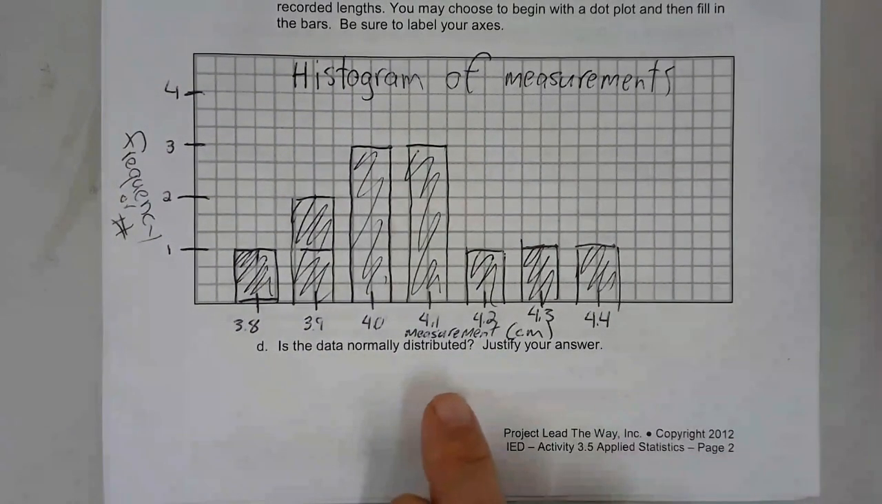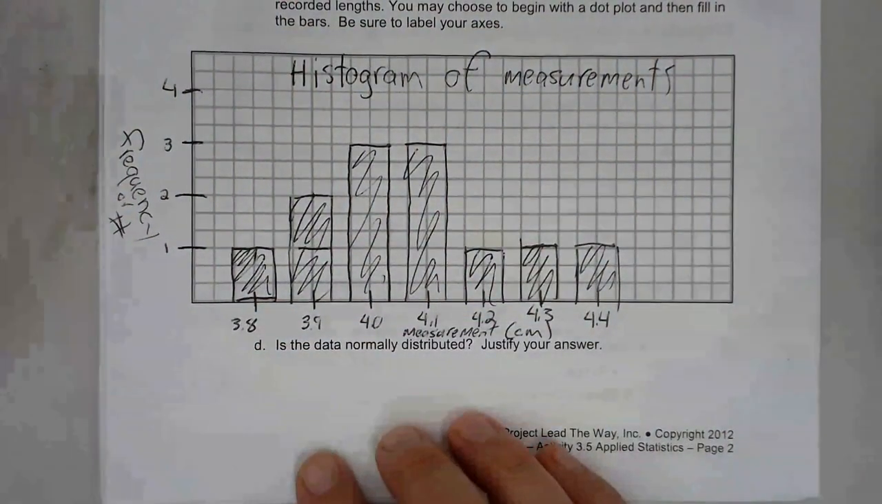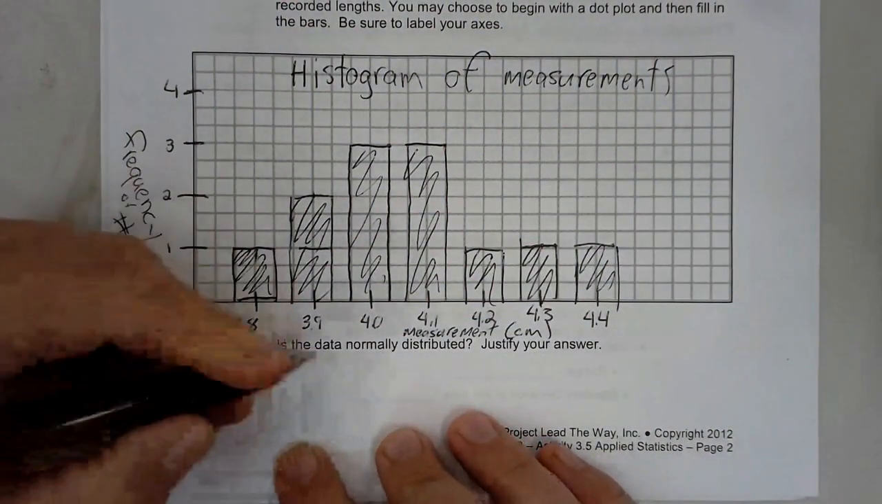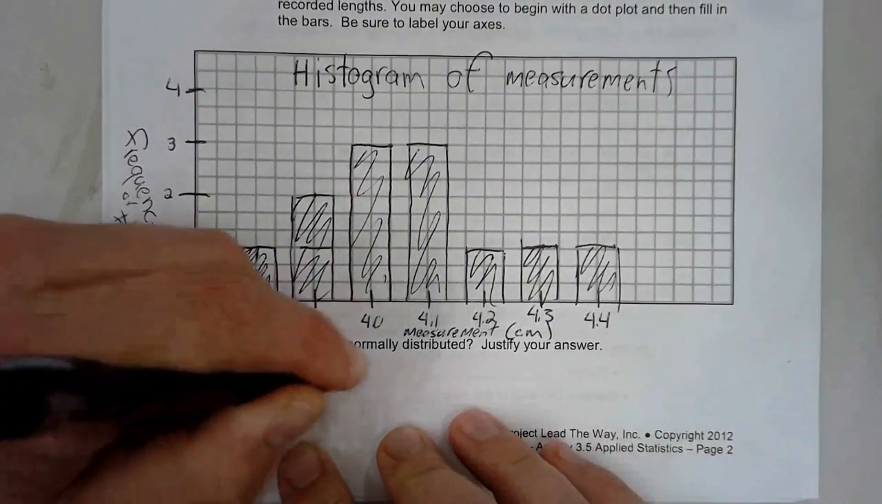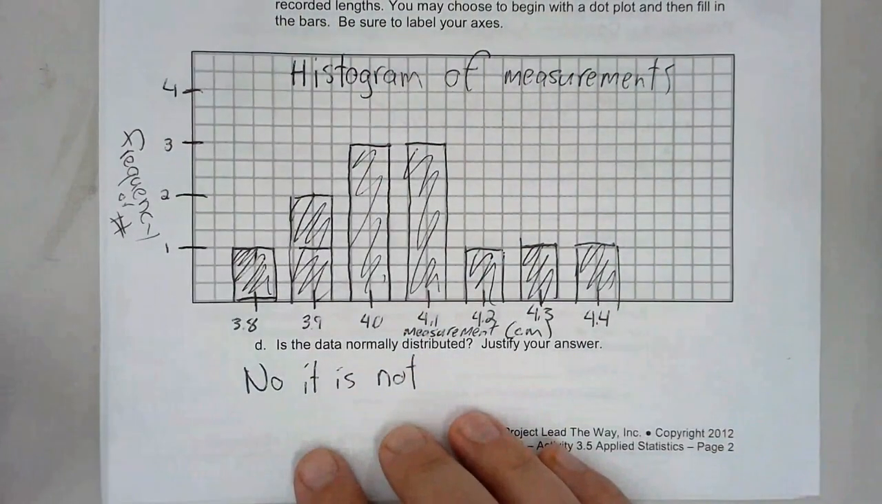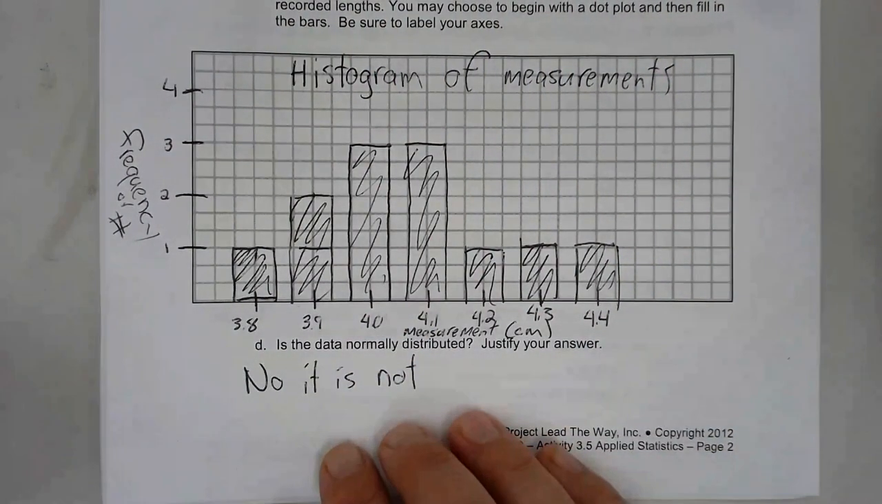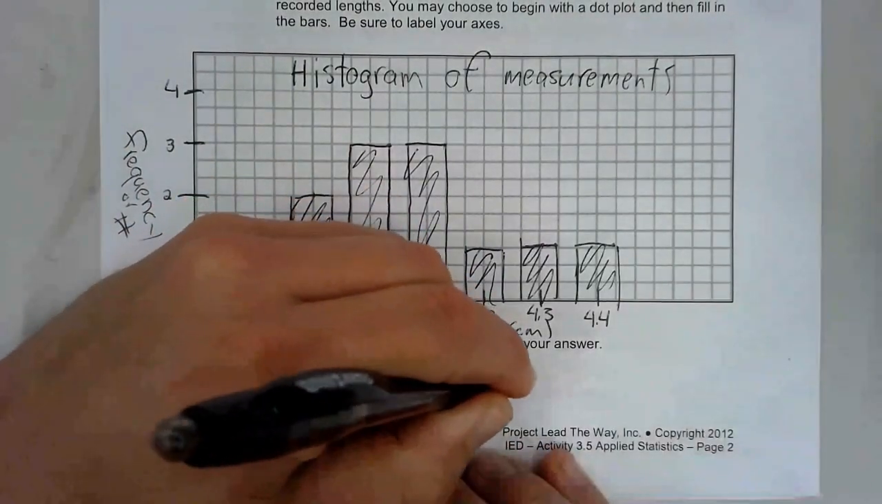So is the data normally distributed? Normally distributed means this should be a nice bell-shaped curve, all right? So no, it is not. Maybe if this had a few more bits of data here, you could argue. But it's not bell-shaped.